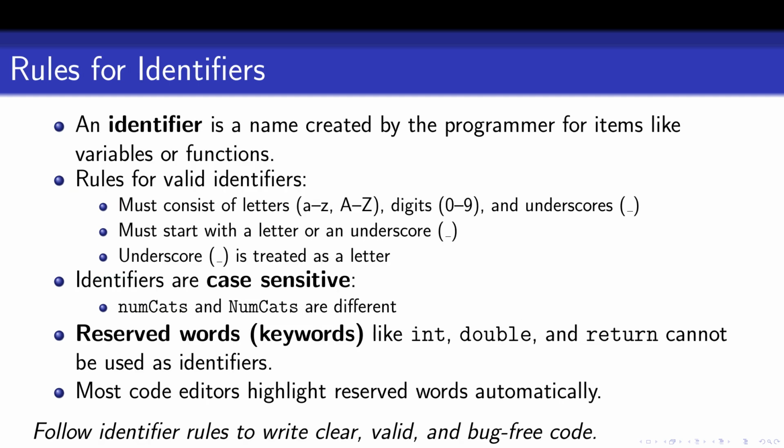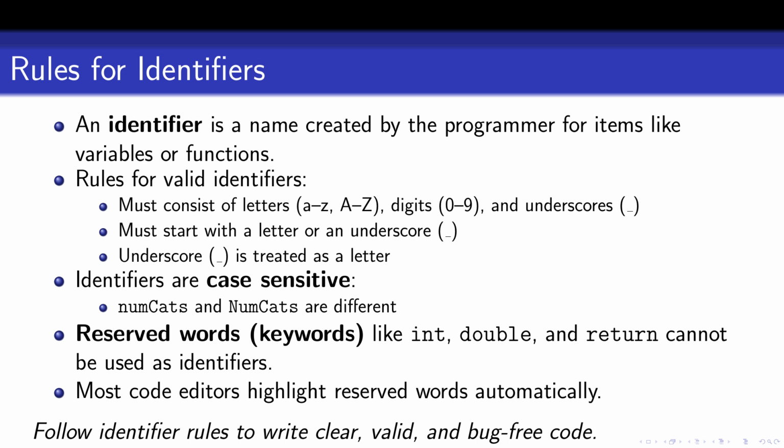Let's talk about identifier rules in C. An identifier is simply the name you assign to things like variables and functions. To be valid, an identifier must start with a letter or underscore and can only contain letters, digits, or underscores. For example, userAge and _total are valid names. However, 3dogs is not because it starts with a digit. Identifiers in C are also case-sensitive, so numCats and numcats are treated as two separate variables.